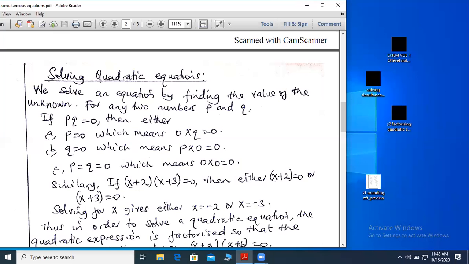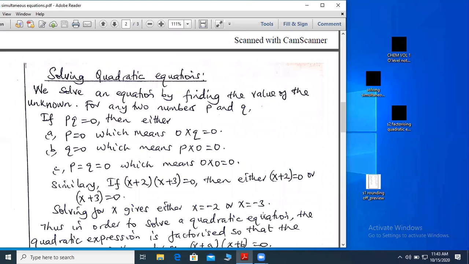Solving for x means, if x plus 2 is equal to 0, to get the value of x, you just take 2 to the other side, which will be a negative after crossing the equal sign. So x is equal to negative 2. And from here, to solve for x, when 3 crosses the equal sign, it becomes a negative. So x is equal to negative 2 or x is equal to negative 3.